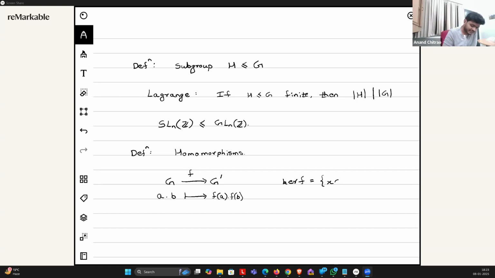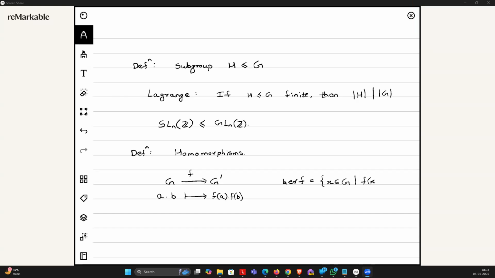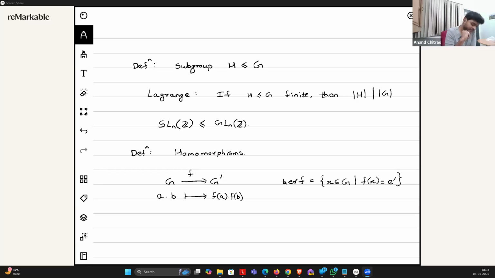So the kernel is the set of x in G such that f of x equals the identity in G prime, which I'll call E prime. So that's the kernel. Now the kernel is a subgroup of G, right? It's a subset because it looks like it: all x in G such that something happens. So it's a subset, but in fact it's a subgroup.